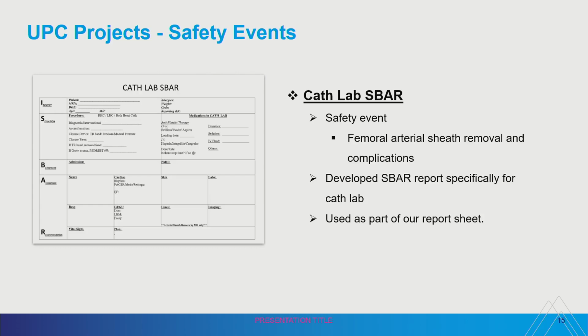First is our cath lab SBAR. This is our project for a safety event. In the safety event, a femoral arterial sheath was removed by one of the travel nurses. The patient developed retroperitoneal bleed and needed surgical intervention.